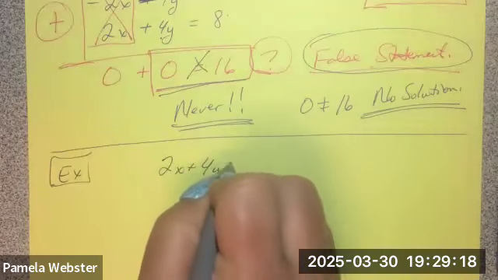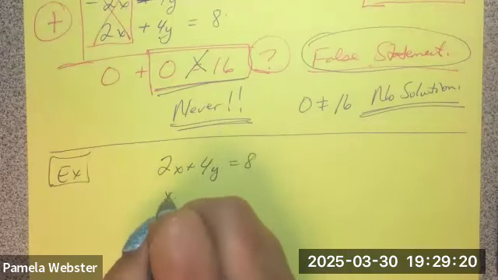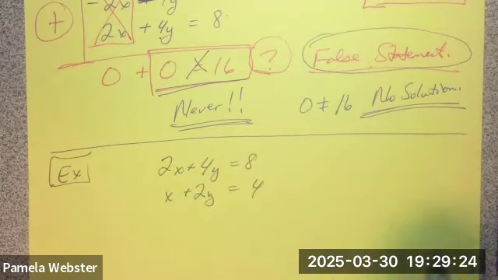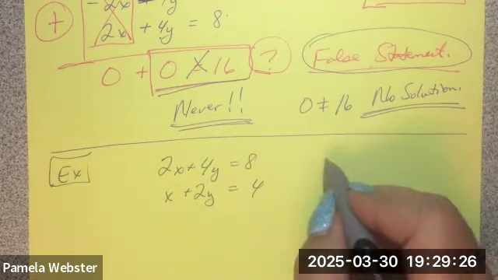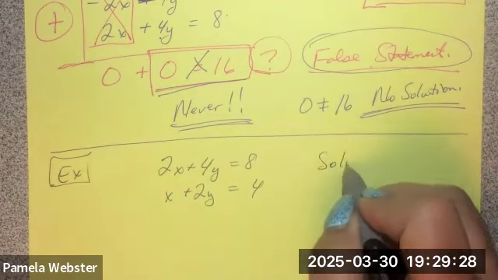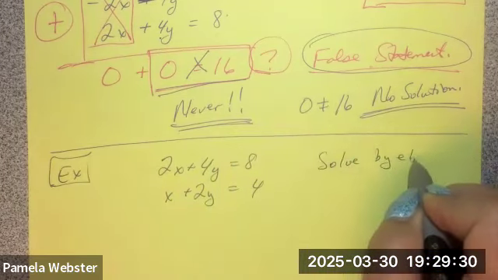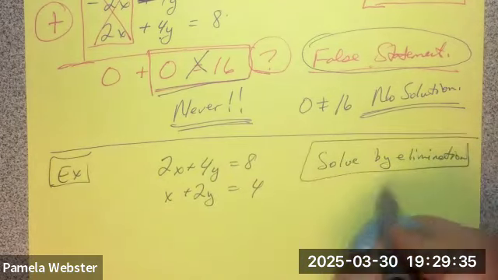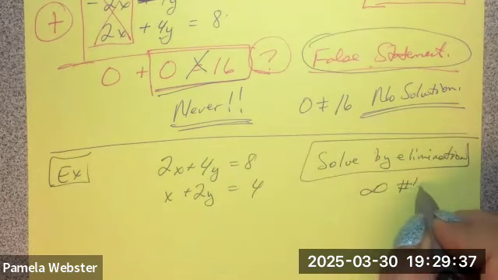The second special case was 2x plus 4y equals 8, and x plus 2y equals 4. And remember, if you will, that we're going to solve by elimination again. But when we did this by graphing, if you'll remember, this was an infinite number of solutions.